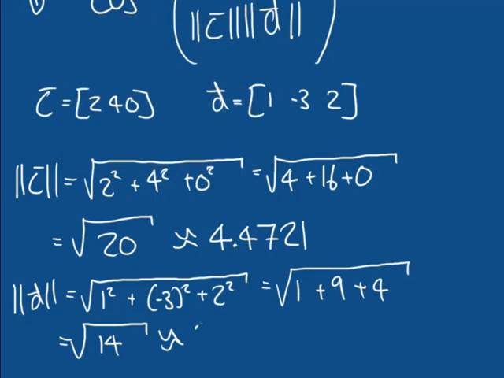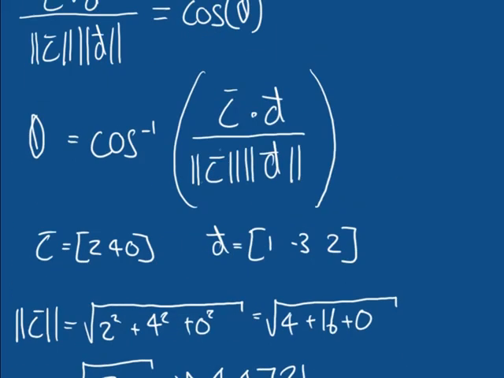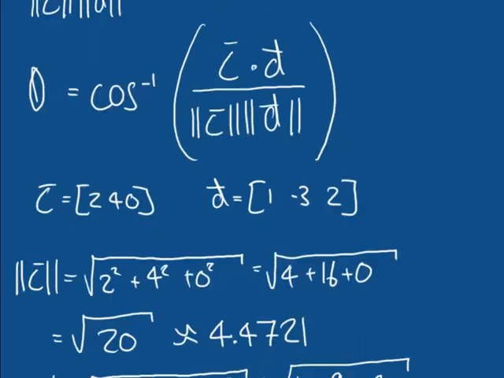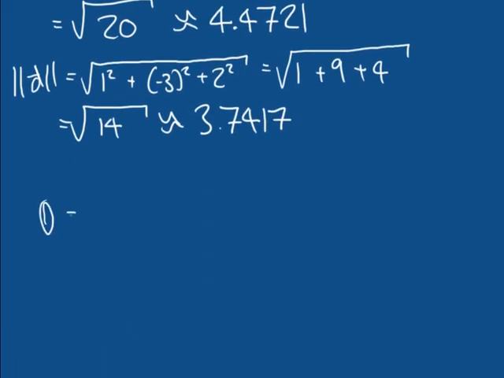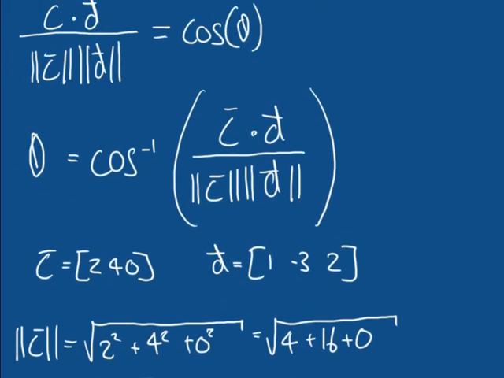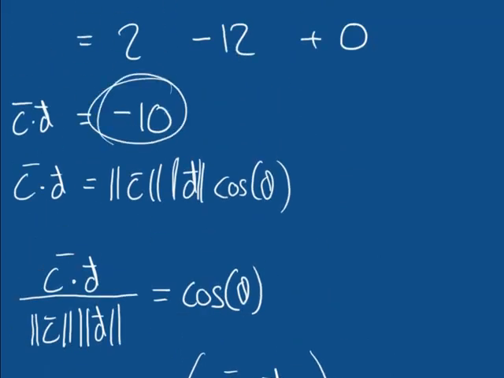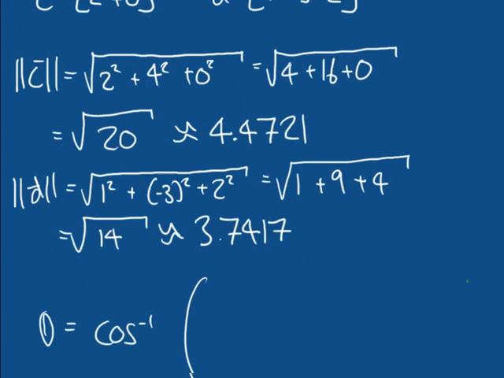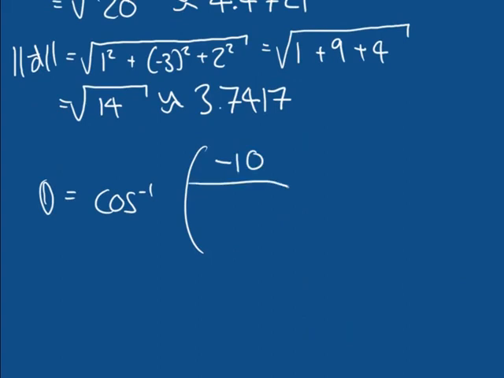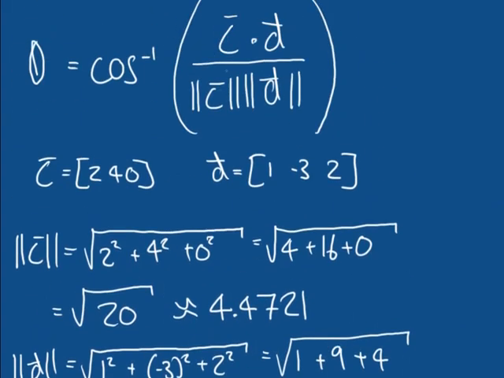So that's approximately equal to 3.7417. Fantastic. So now we know the length of C, we know the length of D, and we know the dot product of C dot D. So we can say that theta is equal to the inverse cosine of, well, we know that the dot product of C dot D was negative 10. We calculated that using our component definition of the dot product. So that's equal to negative 10 divided by the length of C multiplied by the length of D.